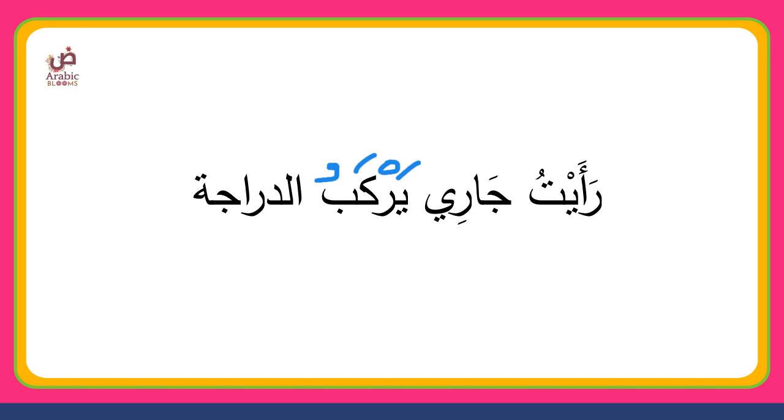Okay, الدراجة. Now we added L here. And this is a sun letter. So, a sun letter has shadda after L. Another shadda. الدراجة. So, shadda fatha above dal, and another shadda and fatha above ra, and then fatha above jim.